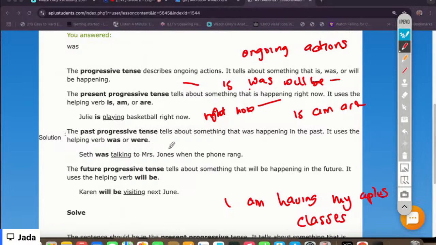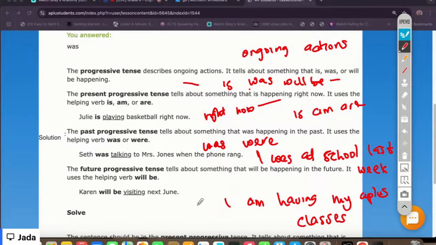All right. Then we have the past progressive tense. It tells about something that was happening in the past. It uses the helping verb was and were. You can say, I was at school last week. So you can say I was at school last week. That is the past progressive tense.